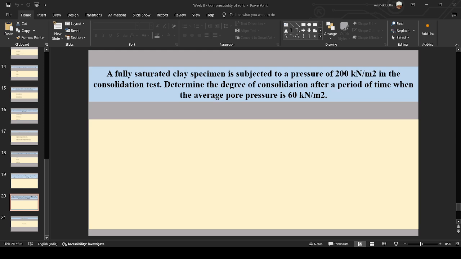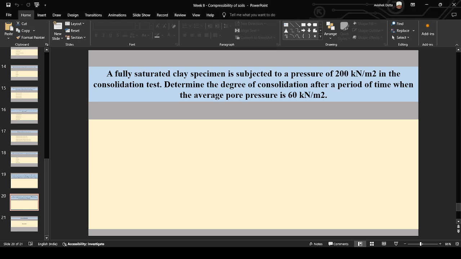A fully saturated clay specimen is subjected to a pressure of 200 kilonewton per meter square in the consolidation test. Determine the degree of consolidation after a period of time when the average pore pressure is 60 kilonewton per meter square. So here the clay sample is saturated, subjected to the pressure of 200 kilonewton per meter square. Now you have to find out the degree of consolidation when the pore pressure is 60. The initial pressure was 200. Now when the pore pressure is 60 at that point of time, what will be the degree of consolidation of that clay specimen?